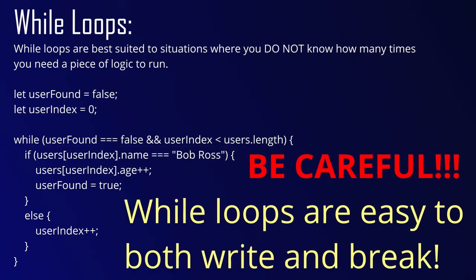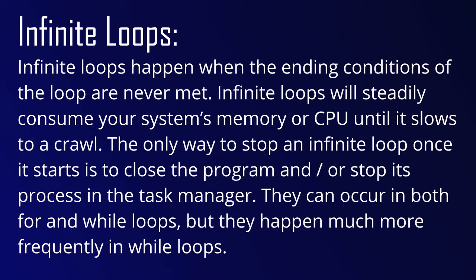Even though while loops are easier to write, they are also easier to break. Where a for loop contains everything you need to run the loop when you define it, a while loop requires you to define variables to track the loop conditions outside of the loop definition. You also need to make sure you update those variables within the loop body. Otherwise, the loop will run forever. Such loops are called infinite loops. Infinite loops happen when the ending conditions of the loop are never met.